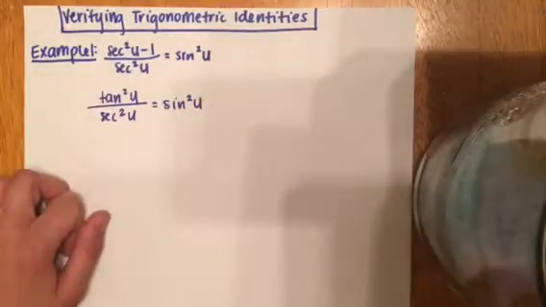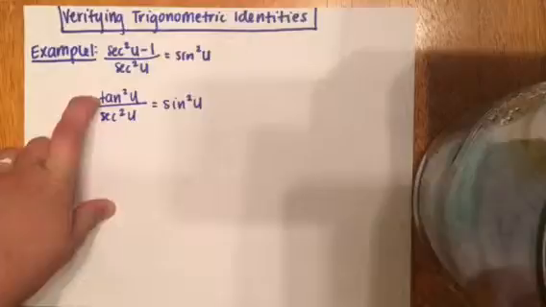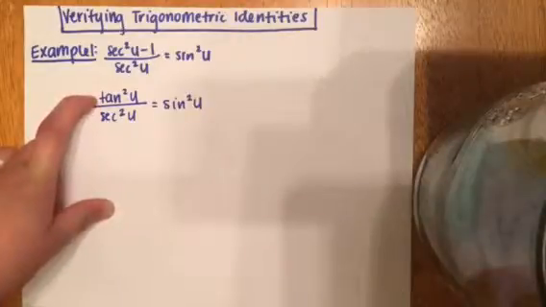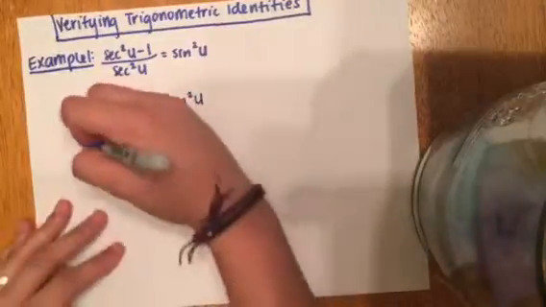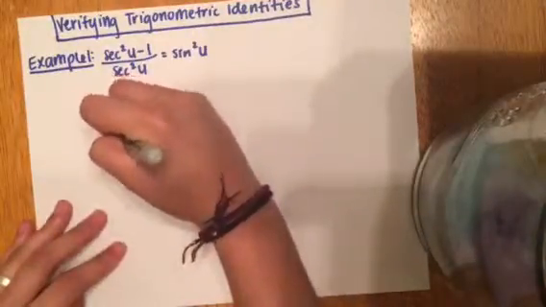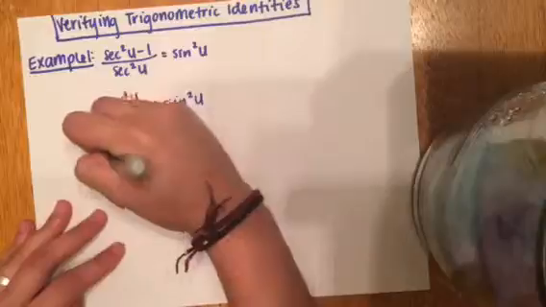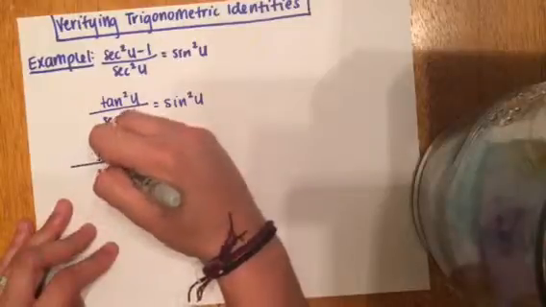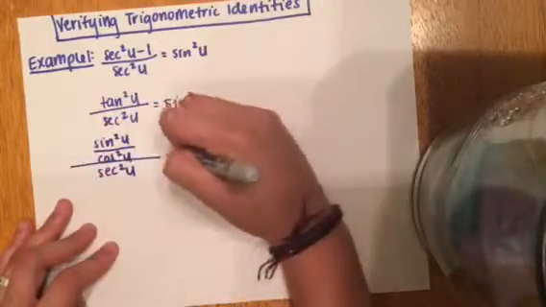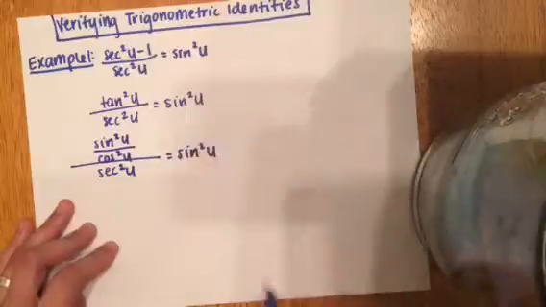Now the next thing we're going to do is change the numerator once more, because we know that tan is the same thing as saying sine divided by cosine. So I'm going to change tan squared of u to sine squared of u over cosine squared of u. And then that's going to be all over secant squared of u equals sine squared of u.